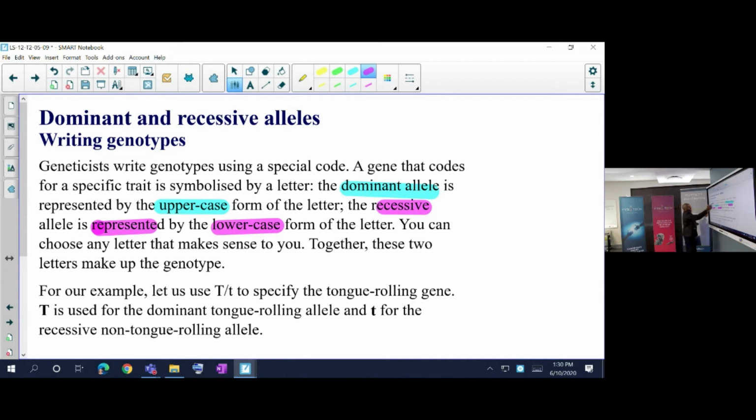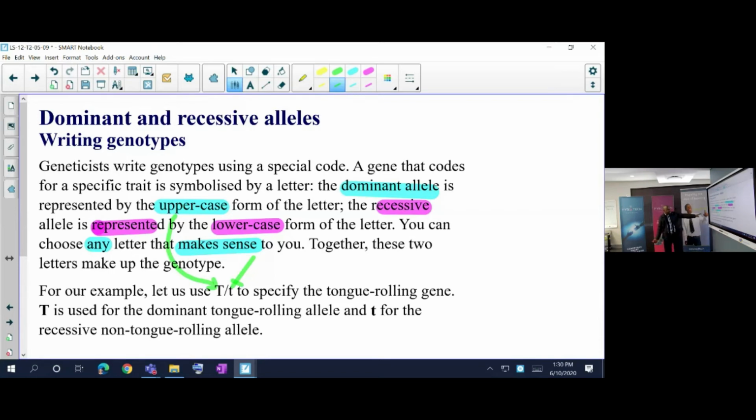But I'm contradicting myself slightly, not much. I said you can choose any letter. That makes sense. It's not very correct. Let me say, choose any letter that makes sense but does not confuse you. You see, I said for an example, let's use T, the caps, which means that represent the dominant allele, and the small t would represent the recessive allele.